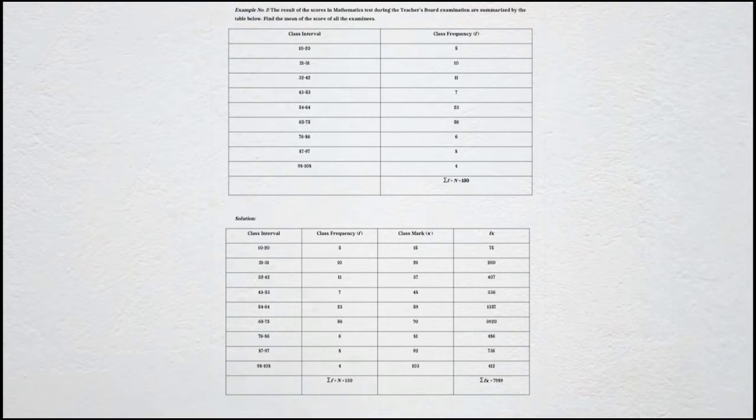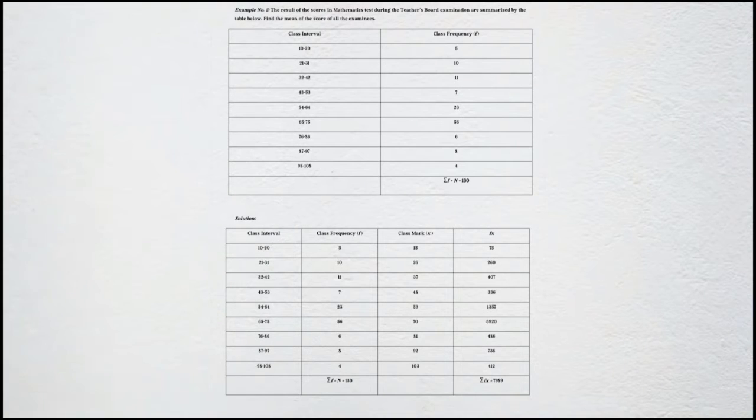Solution. So let's construct a table of class interval, class frequency, class mark, and the f times x. So class interval, we have the same class frequency, and the sum of n is equal to 130.